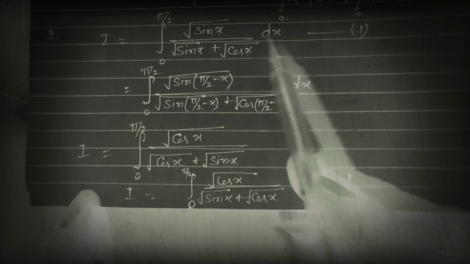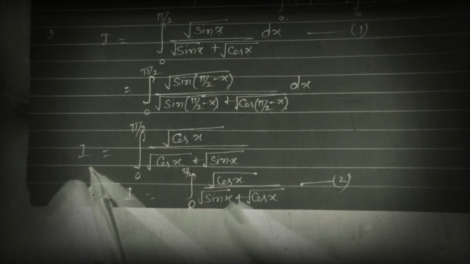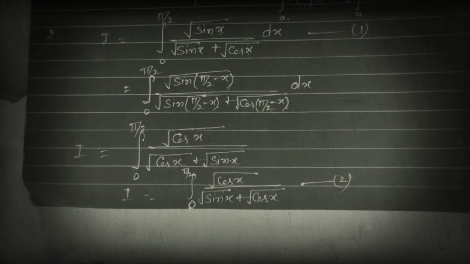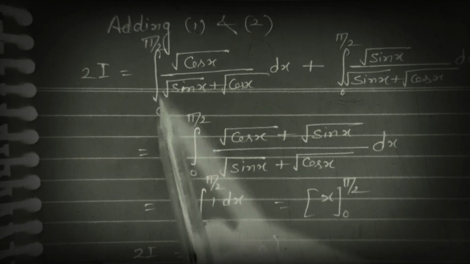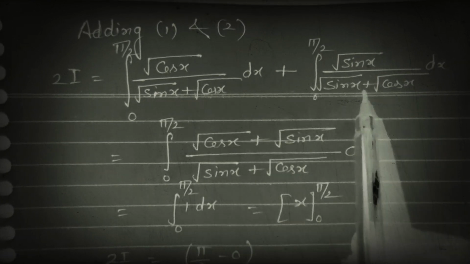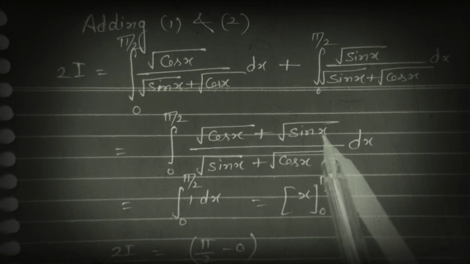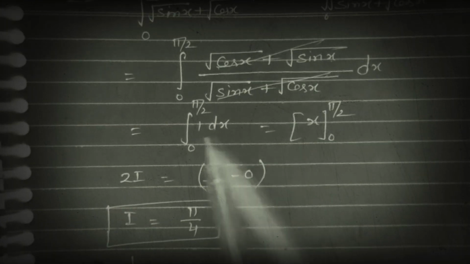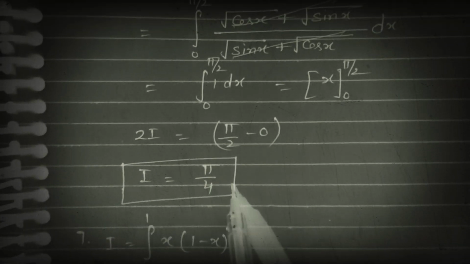So look at the first and second. Adding the first and second, the limit is the same. I plus I is 2I, so the left hand side will be 2I. On the right hand side we will add, and the limit is the same. Look at this, the denominator is the same, so we take the LCM. Root cos x plus root sin x cancels with the denominator, so it is 1, and the integration is x, limit 0 to pi by 2. After solving this we will get the value of I.